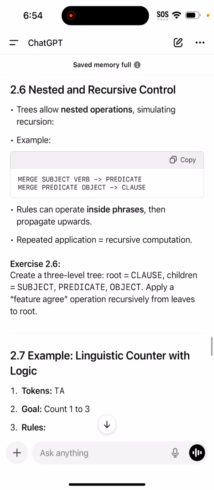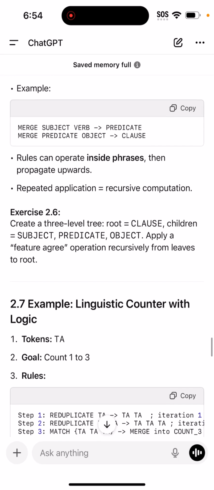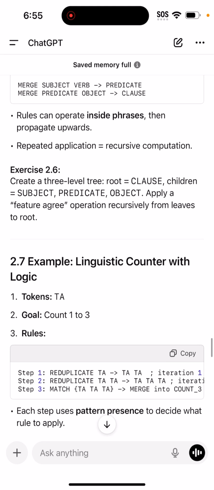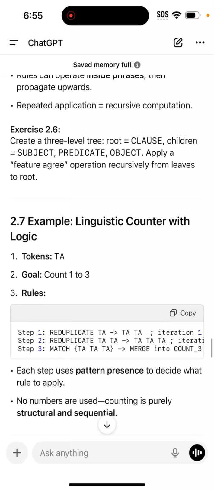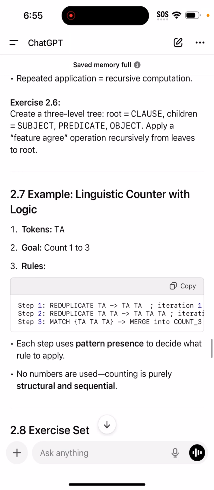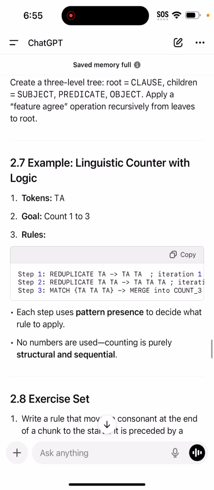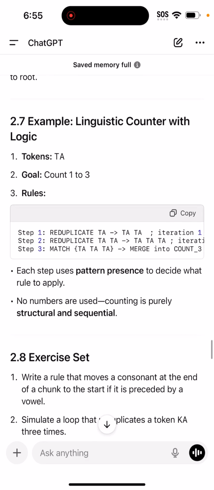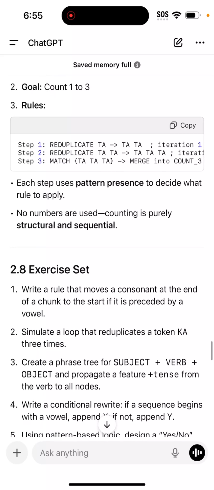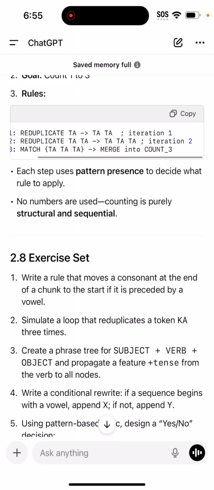Treat nested operations as simulating recursion. Merge subject, verb, predicate. Merge predicate, object, clause. Rules can operate inside phrases, then propagate upwards. Repeated application is recursive computation. Create a 3-level tree with root clause and children subject, predicate, object. Apply a feature agree operation from leaves to root. Token ta: count 1 to 3, replicate ta.